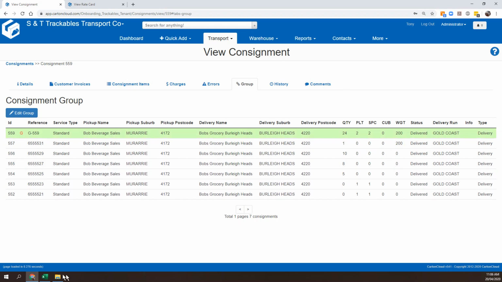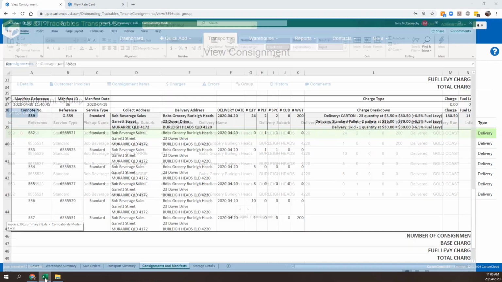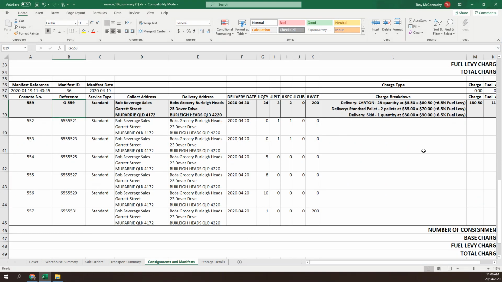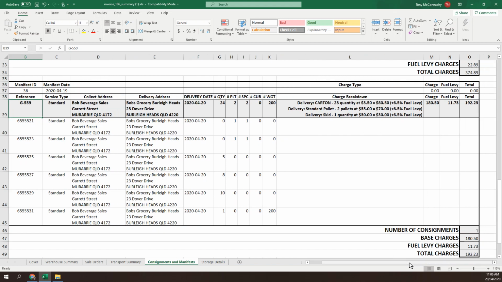So that's where, if we were to have a look at our invoice summary, this here is the invoice summary for that grouped consignment. And we can see here that the group reference is G559. Over here on the right hand side, we can see the breakdown of all of these jobs, and we can see all the consignments in underneath as well.